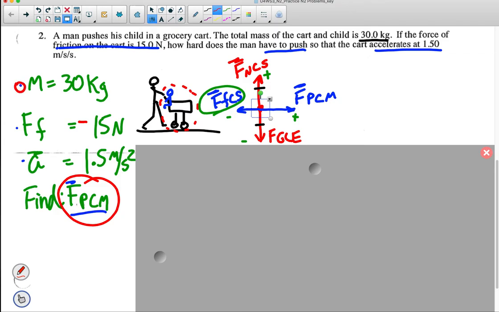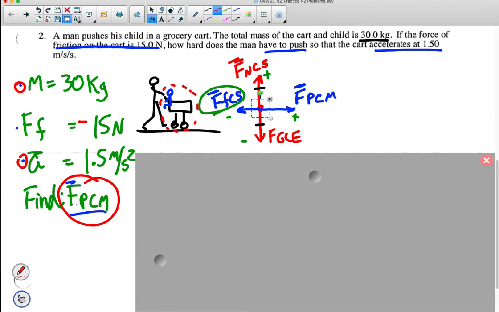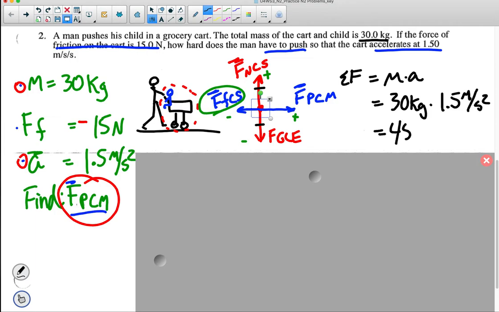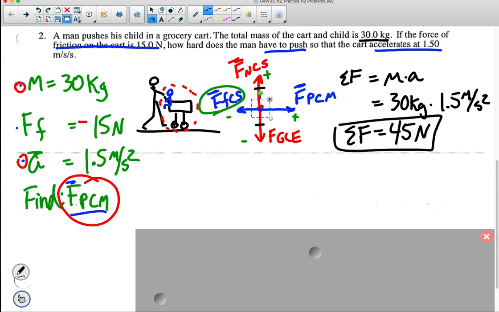Fortunately, we were given the mass and the acceleration along the x-axis, so we can calculate the net force. So over here, we can write that the net force is equal to mass times acceleration. We know that the mass of the cart and child together are 30 kilograms. The rate of acceleration is 1.5 meters per second squared. And 30 times 1.5 is 45, and a kilogram times meter per second squared is a newton, which is our net force.